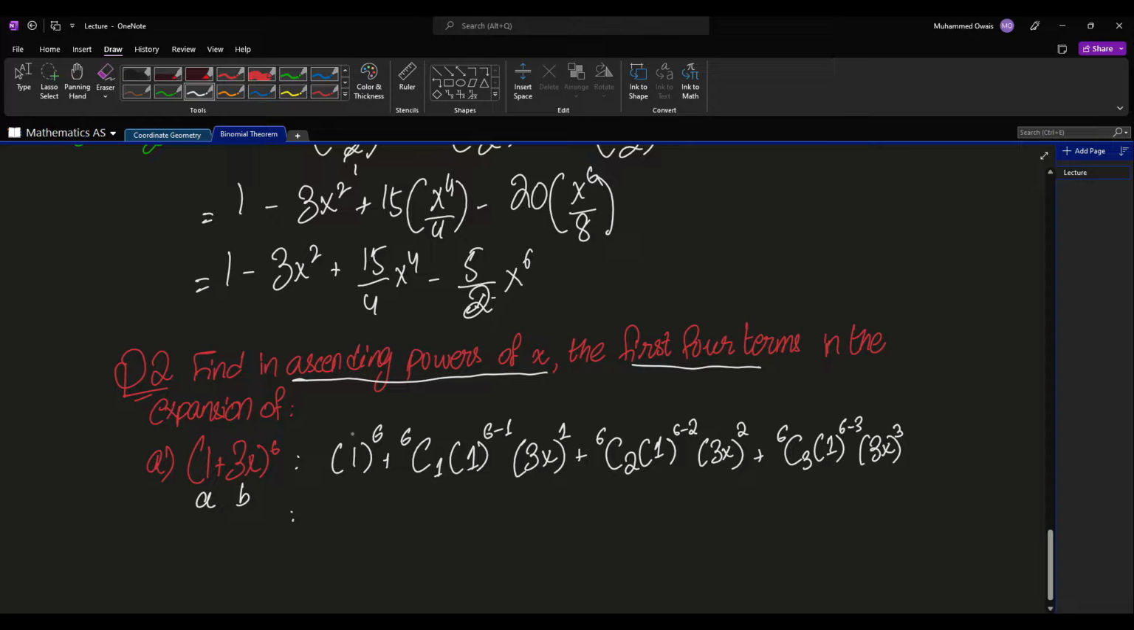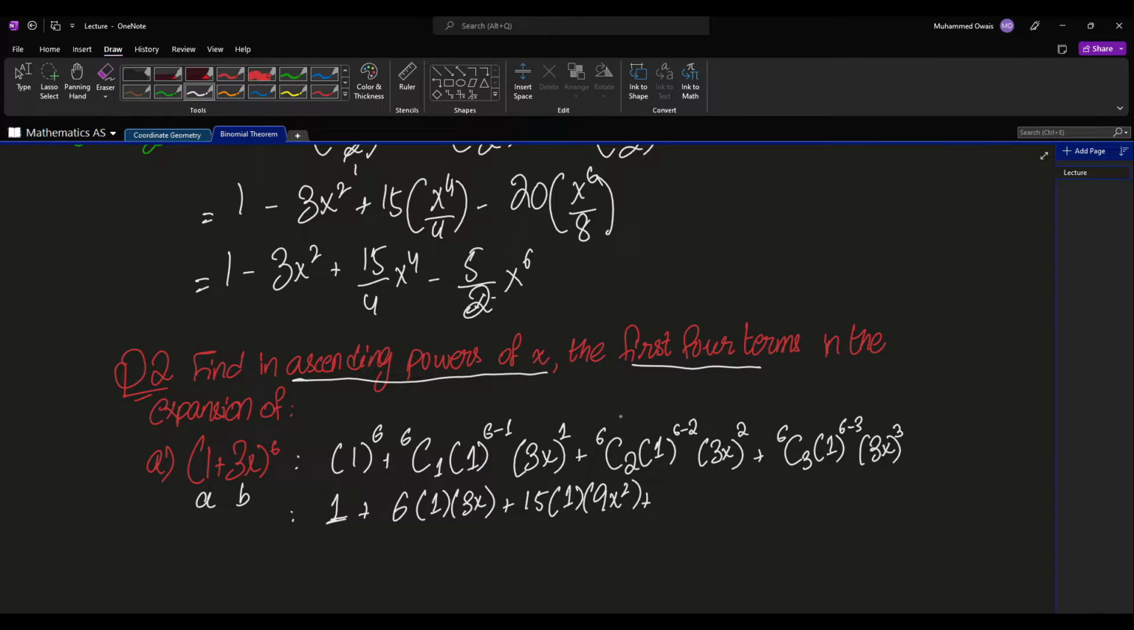For anything, a power on 1 doesn't matter. So 1 powered anything is always 1, plus 6C1. 6C1 gives us 6, as we learned last time, that any C1 will just return the initial answer. And once again, 1 power doesn't matter, so I'll just write this as 1. 3x will remain 3x because it has a power of 1. Now then, 6C2, if you plug it into your calculator, will give you 15, and then 1, and then 3x whole square. So this becomes 9x square.